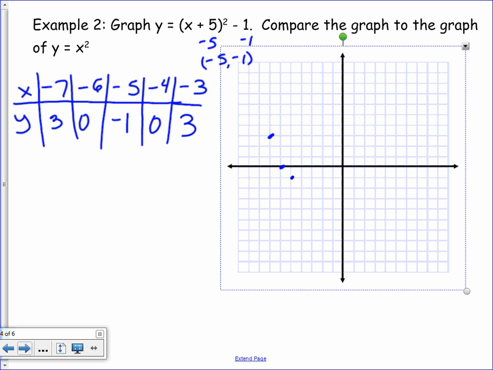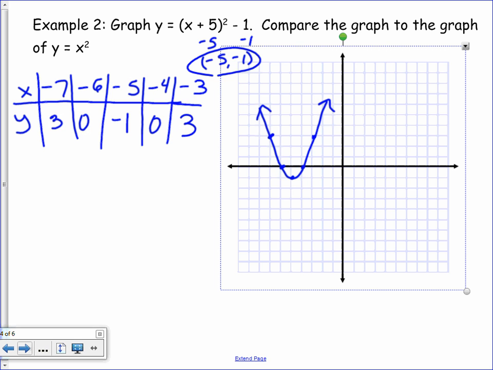-5, -1 is the vertex, and then we can get these points as well, and -3, 3. So it's easiest to just find your vertex first, and then use an XY table to find another point on the line close to the vertex. Knowing your vertex is a good starting point. I didn't show that to you last time, but that's a good way to start.